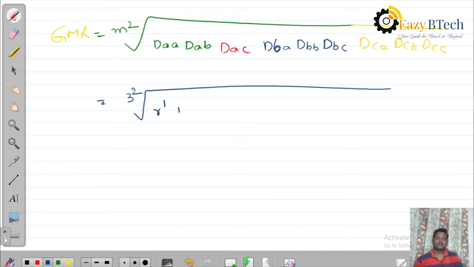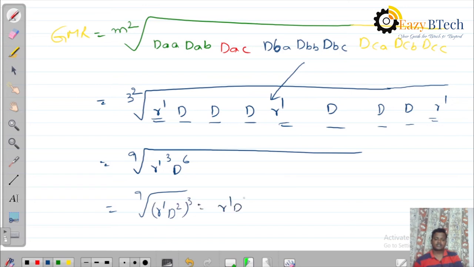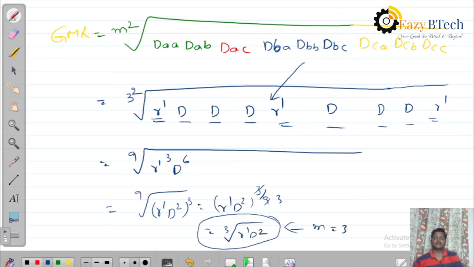DAA is r dash, A to B distance is D, A to C distance is also D, B to A distance is D, B to B distance is r dash and B to C distance is D, C to A distance is D, C to B distance is D, C to C distance is r dash. What you get finally is the 9th root of r dash cube, d power 6. We can write it as the 9th root of r dash d square cube, that is r dash d square to the power 3 by 9. This is the third root of r dash d square. This is the GMR for 3 bundle conductors.